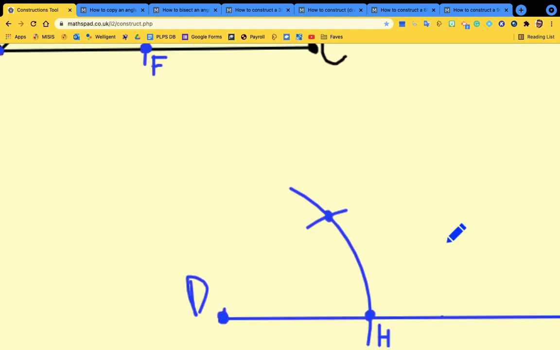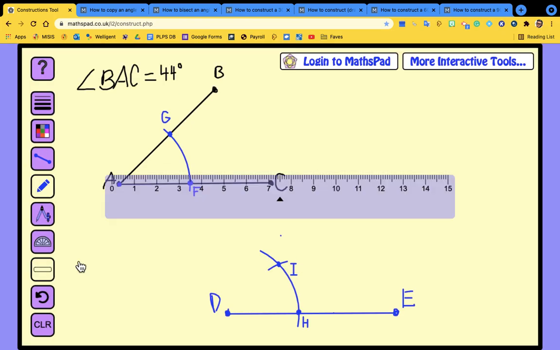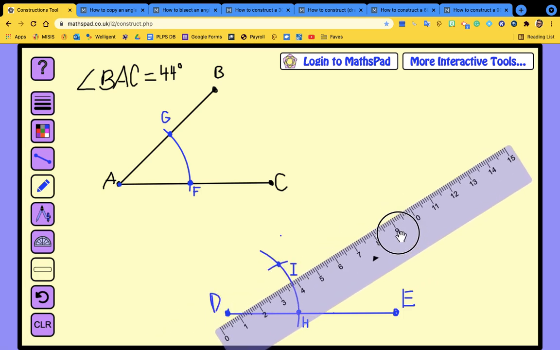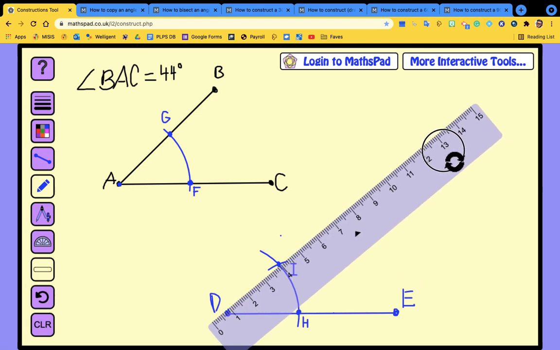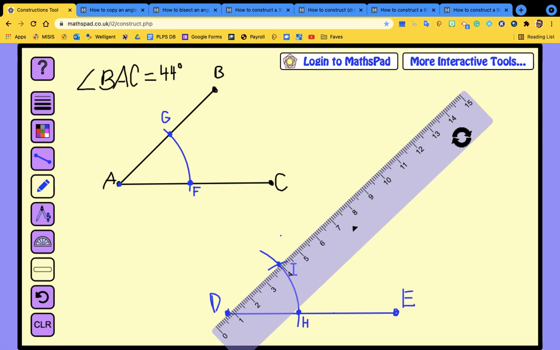I'm going to call it point I. Oops, didn't need to write that. Ignore that little point there. Point I. And now we take our ruler and I'm going to connect point D to point I. Like that. With you, it'll be much easier because you'll actually have a ruler. Just like that. Look at that.